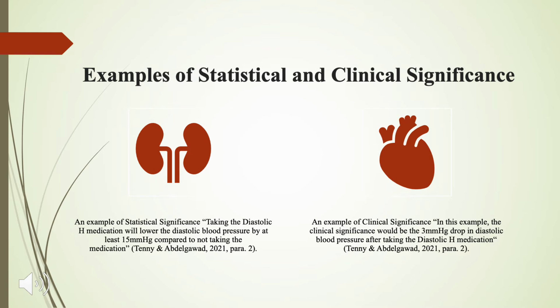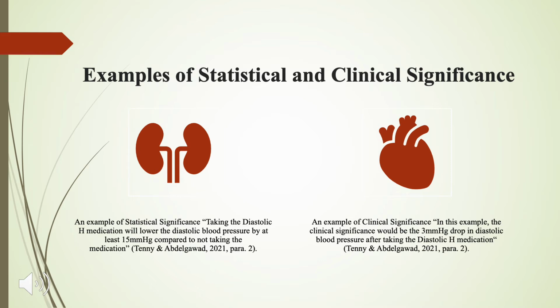The next step will be to establish the null hypothesis. In this case, the null hypothesis will be taking the diastolic H medication would not lower the diastolic blood pressure by at least 15 mmHg compared to not taking the medication. In this study, the alpha, which is the significance level, the level the researcher is willing to be wrong, is 0.10. 0.10 is equivalent to 10%. So the researcher is willing to be wrong 10% and right 90%.